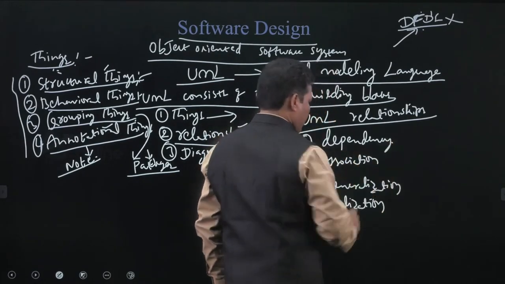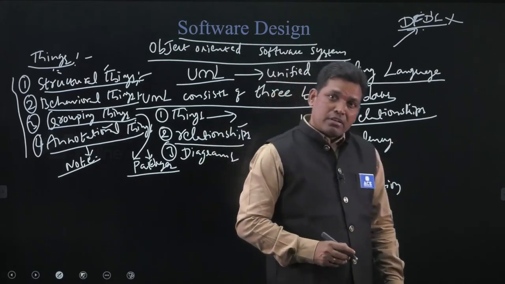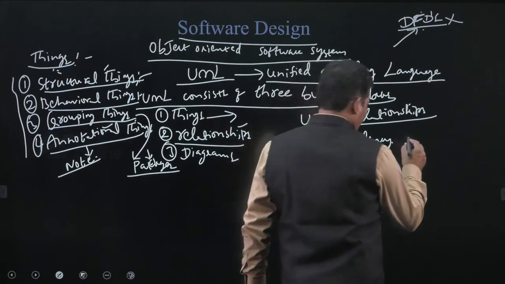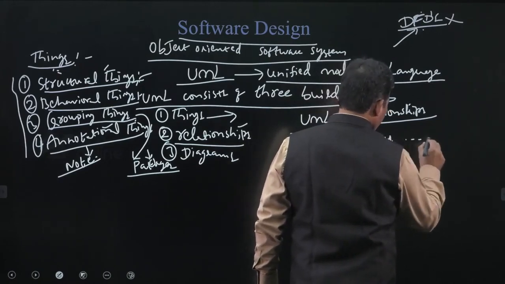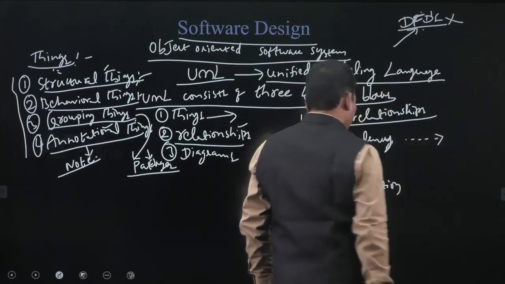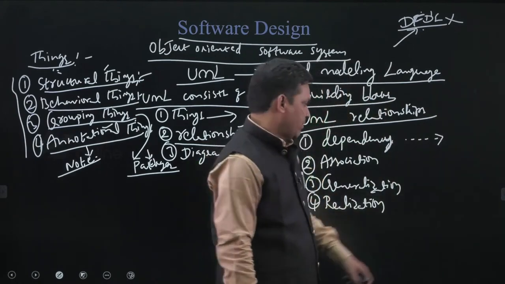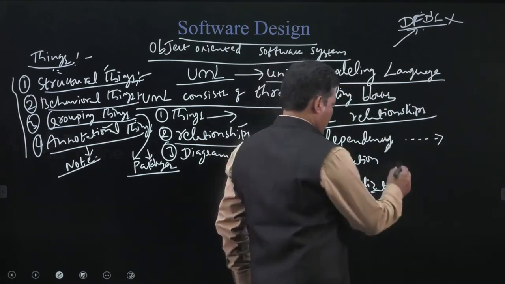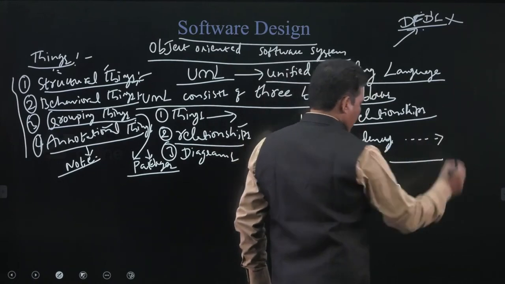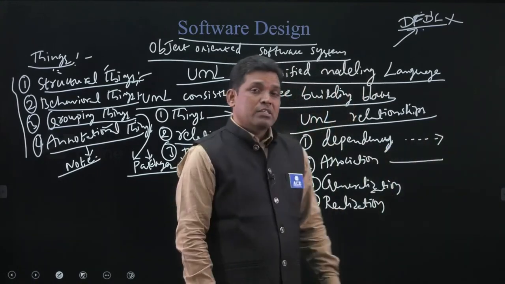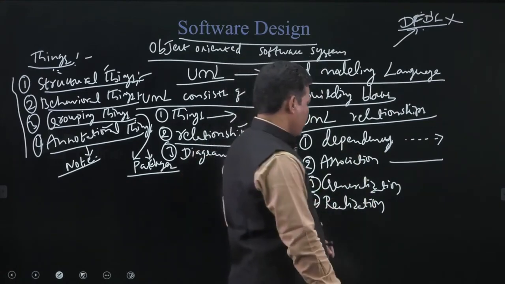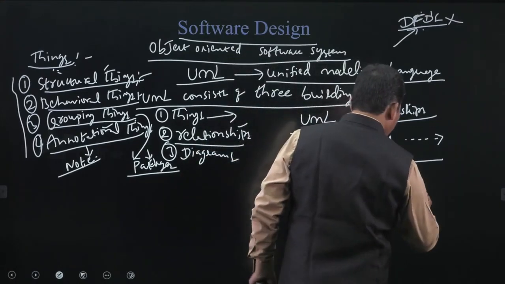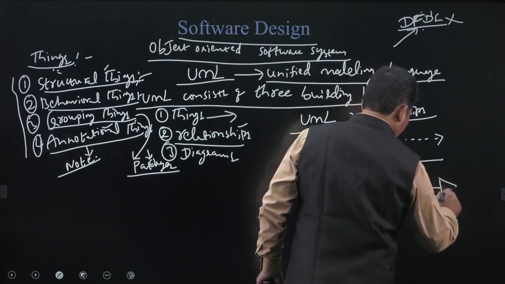So what is dependency? When one class is depending on another class, in that situation we use the dependency relationship. What is the graphical representation of dependency? A dotted arrow. Next is association. What is the importance of association? When two classes depend on each other, in that situation we use association. Then what is the importance of generalization? This is the graphical representation of generalization.